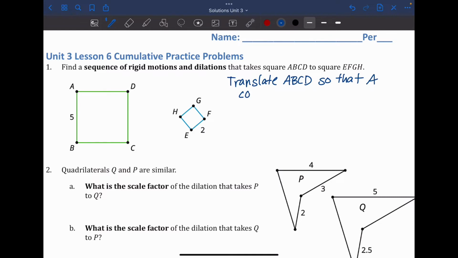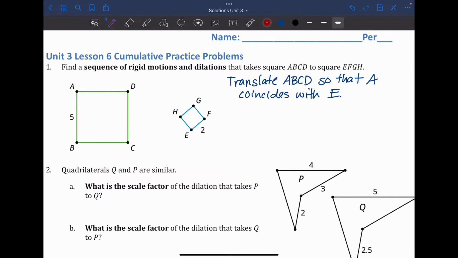A coincides with E. You could also say translate by the directed line segment AE. We just don't have one visible here, but that would still mean the same thing, that we would be going from A to E.